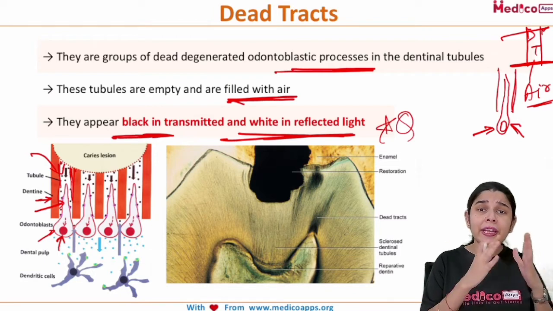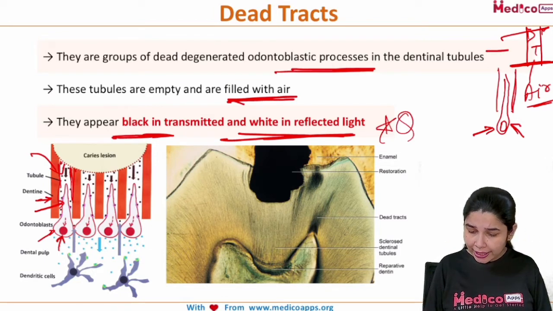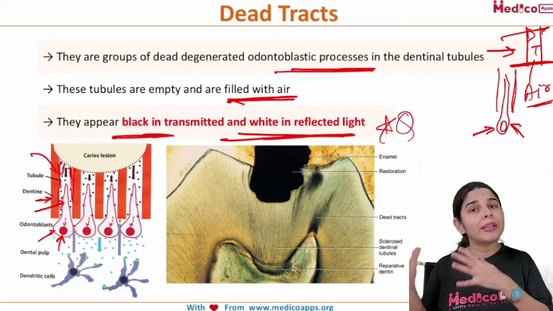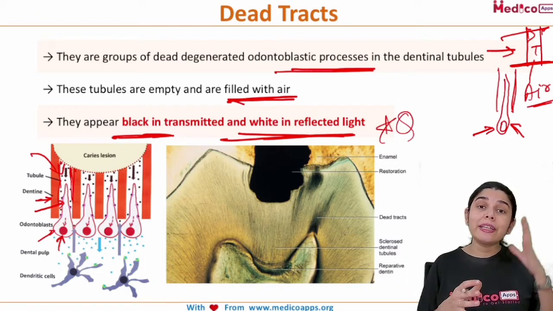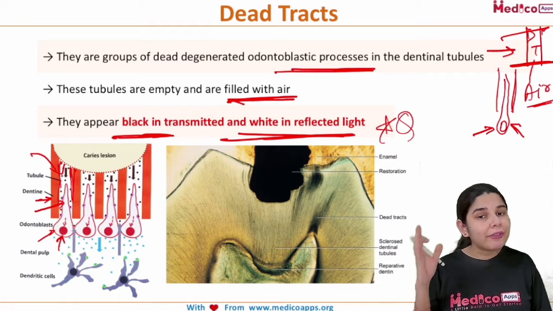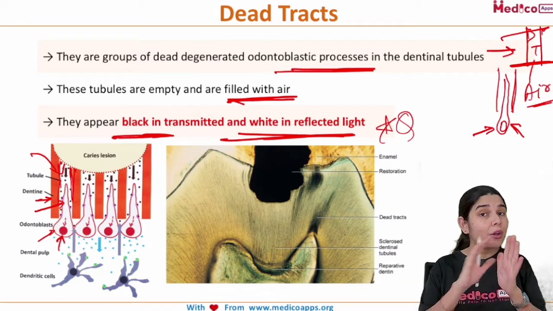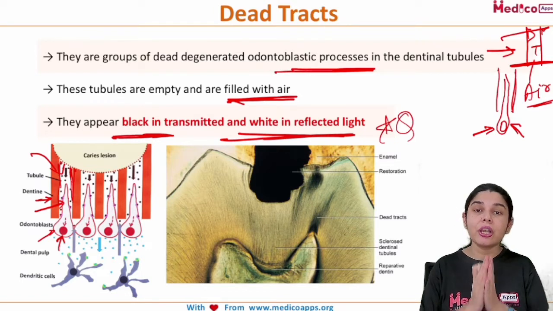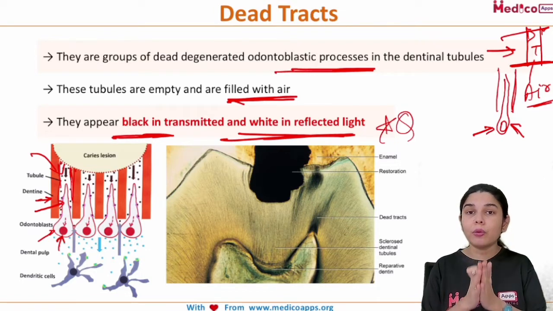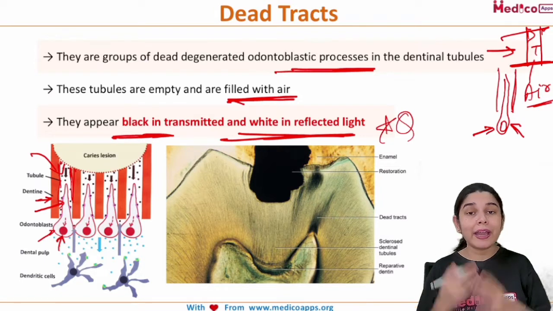And when we take a cross section of such dentinal tubules which are empty, filled with air and fluid, they are transmitted. Under the transmitted light they appear black, and under the reflected light they appear white. So I hope you are clear with this important dead tract definition. I hope you have understood what exactly you mean by dead tract.